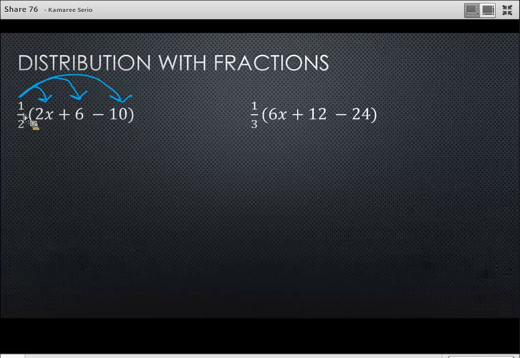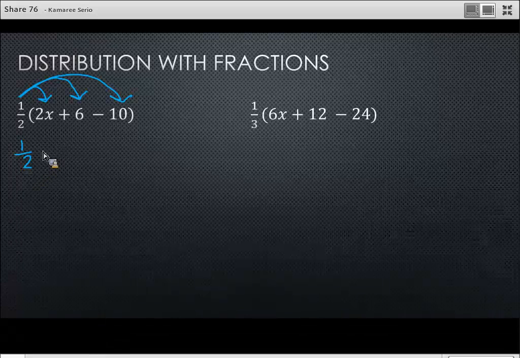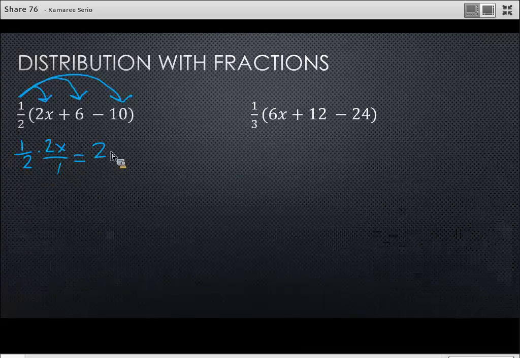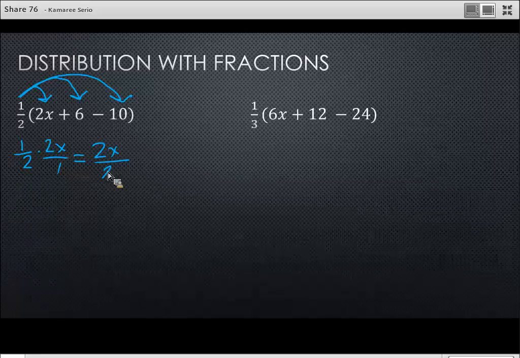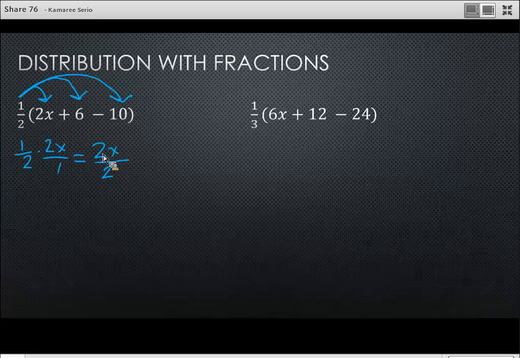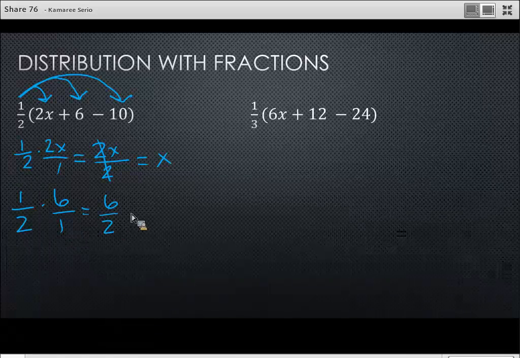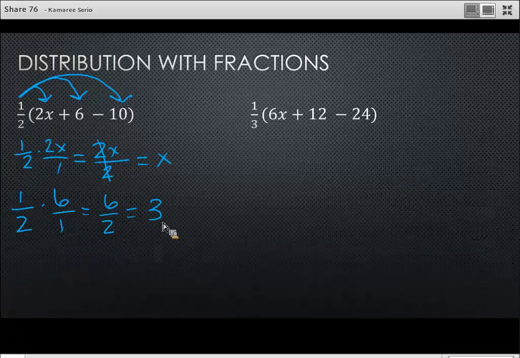So if I have 1/2 and I'm multiplying it by 2x, I need to put that 2x over 1. When I multiply straight across, 1 times 2x is 2x over 2 times 1 is 2. Now these 2's cancel, or if I divide 2 divided by 2, I get 1, so this is equal to just x. For that second term, the 6, if I multiply it by 6 over 1, I get 6 over 2, which is 3. I simplify that, I get 3.